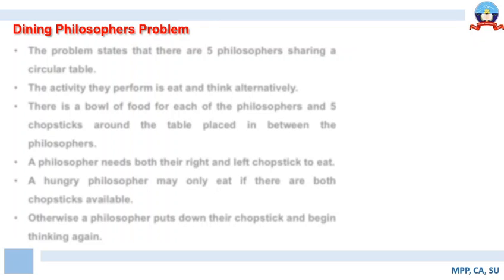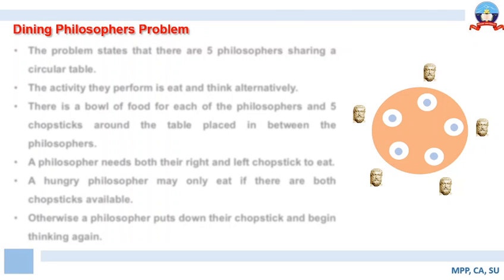In today's class, we will discuss another important problem in process synchronization that is called the dining philosopher's problem. The dining philosopher's problem states that there are five philosophers seated around a circular table with a bowl of food before them. Placed around the table are five chopsticks. These chopsticks will be used by philosophers in order to perform the eat operation.